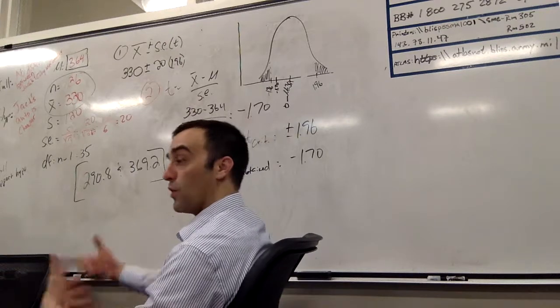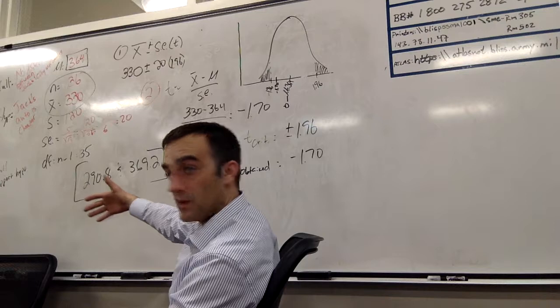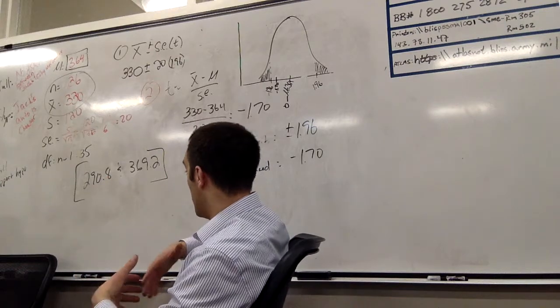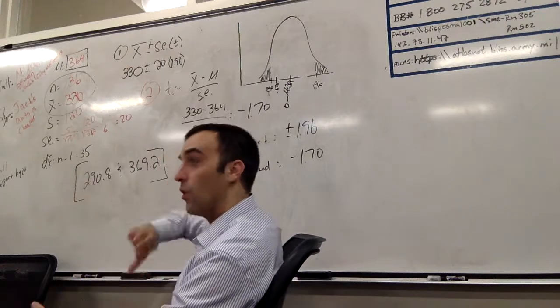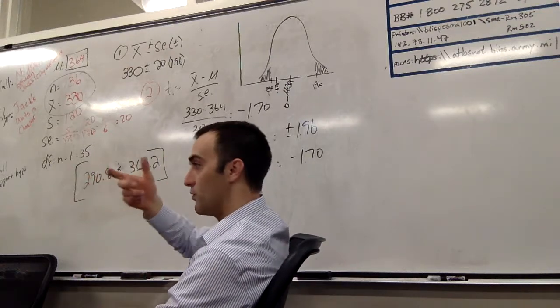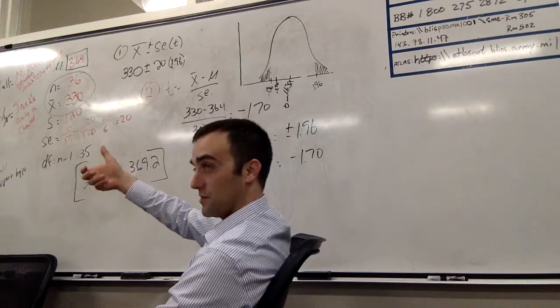So if you find support for your hypothesis, you reject the null. If you find no support for the hypothesis, which we just did, you accept the null. So you can't both accept or both reject. When one's accept, the other's reject, and vice versa.